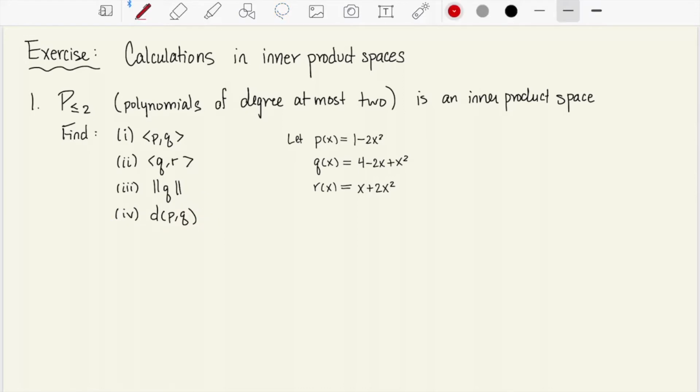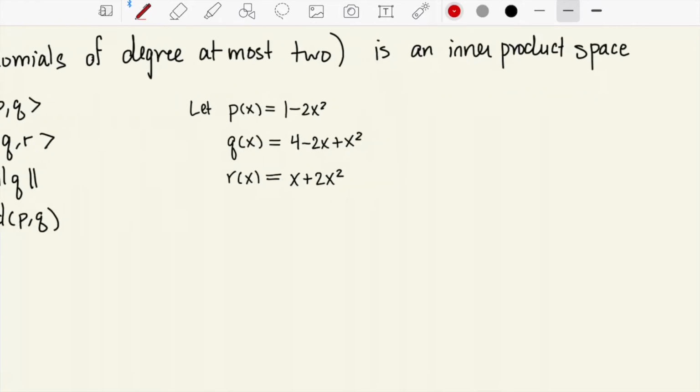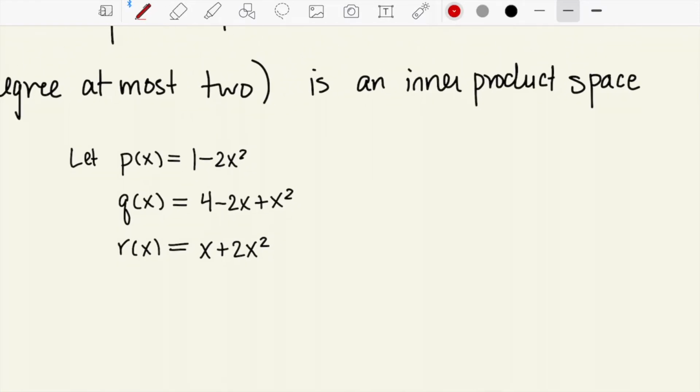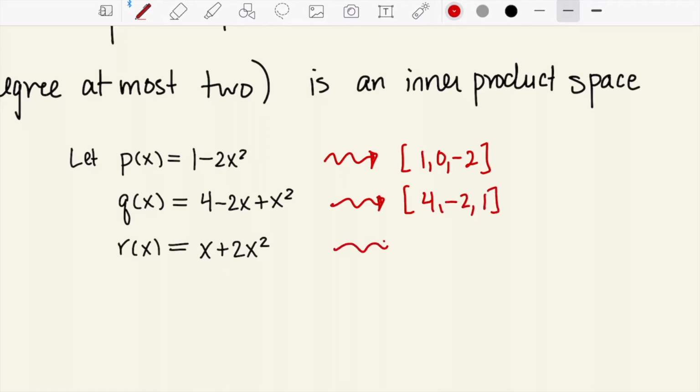For polynomials of degree 2, we can actually regard them as vectors in the way that we normally would, provided we strip the coefficients away from those polynomials. So for P, that means I'm going to be taking the vector 1, 0, minus 2, where these are the 3 coefficients in front of the constant term, x and x squared. Q I'm going to record as 4, minus 2, 1. And R I can record as 0, 1, 2.